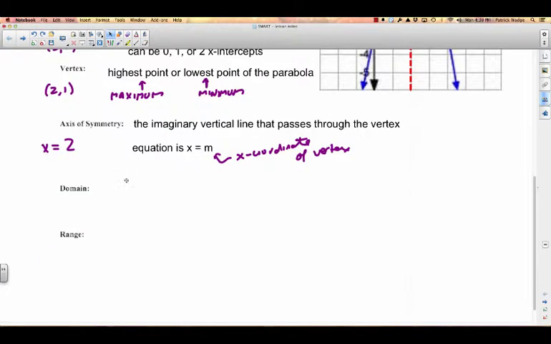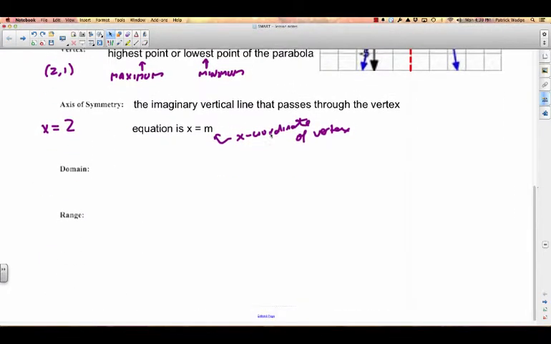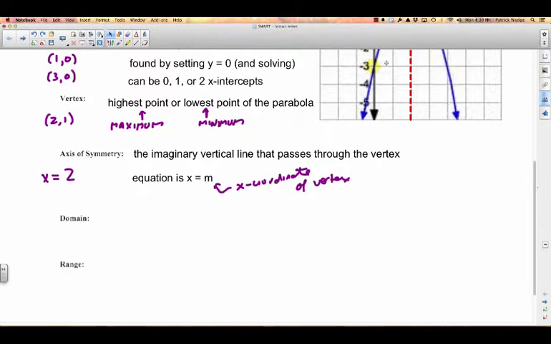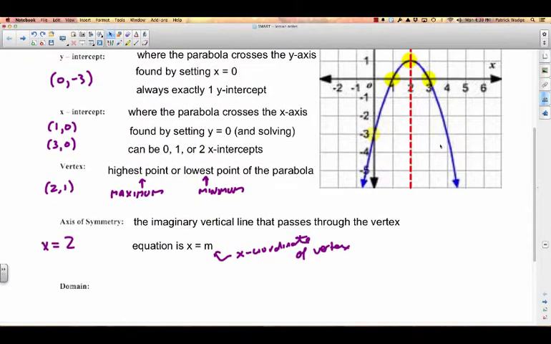Okay, next is domain. Remember domain? Domain is all the x values that are associated with the parabola. So if you think of this parabola and look at the x values. Remember, this is getting wider and wider, so it is going forever to the left. And if you look here, it's getting wider and wider. It's going forever to the right.